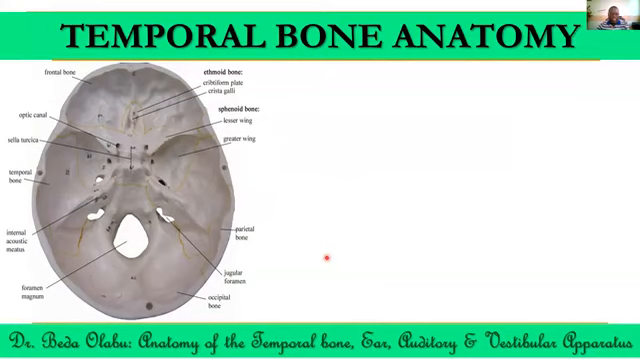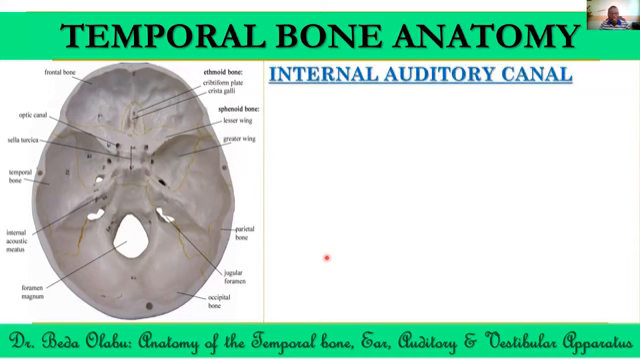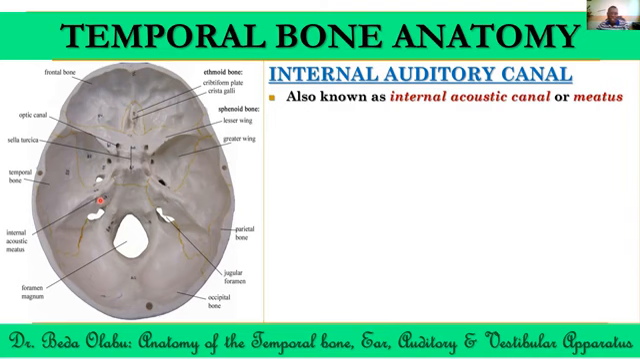Let's look at the spaces from inside out. That means I'll start from the most inner side coming out. I'll not start with the inner ear. There is something much inner than the inner ear, and that's the internal auditory canal. So this is the opening for the internal auditory canal. It's also known as the internal acoustic meatus or the internal acoustic canal. Some people prefer to use the term meatus for the opening and the whole channel for the canal.